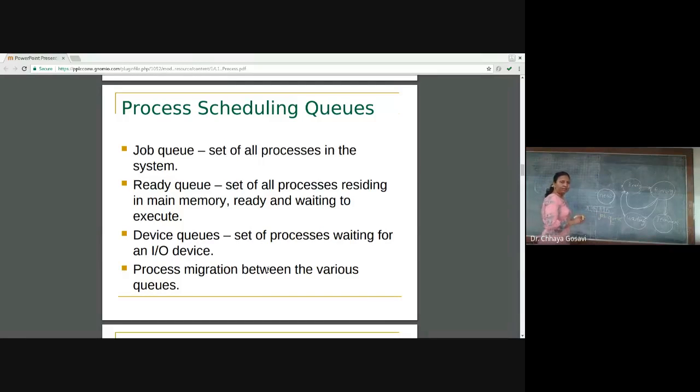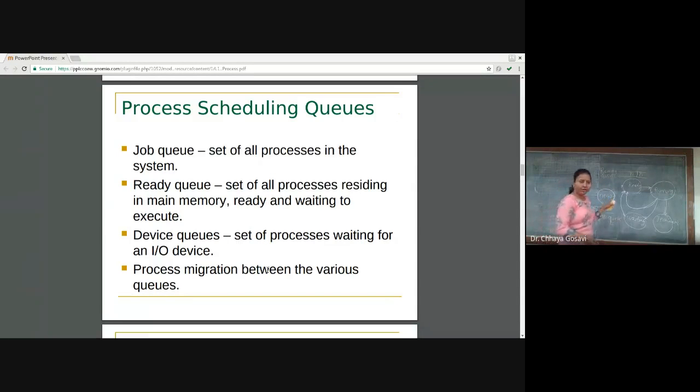Then the ready queue holds the processes which are ready for execution. Suppose P1 and P2 are ready for execution, so they are shifted to this ready queue. The ready queue is associated with the ready state. All the processes which are in the ready state are shifted to the ready queue. They are ready for execution. Every new process that gets created is added into the job queue.